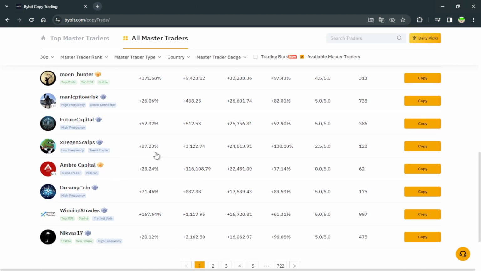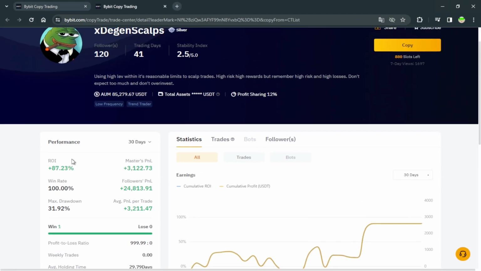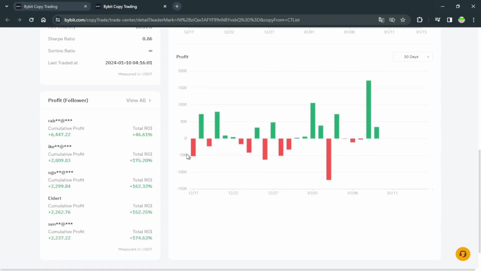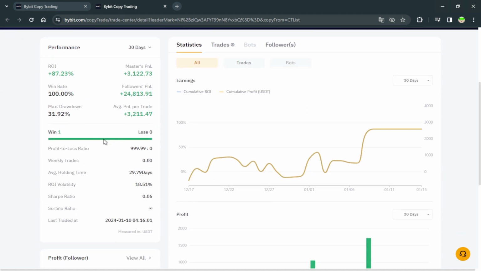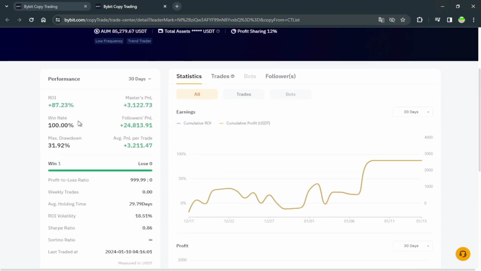Let's choose someone who may suit us best. Let's say this man has an 87% profit margin, so he's got pretty good ratings. Let's go to him. In 30 days, he's made a big enough profit. He's got a 100% win rate. But as you can see, he has only one trade, so there's a chance that it was just one stray trade, although in 41 days he makes a profit like this, but let's analyze it better.